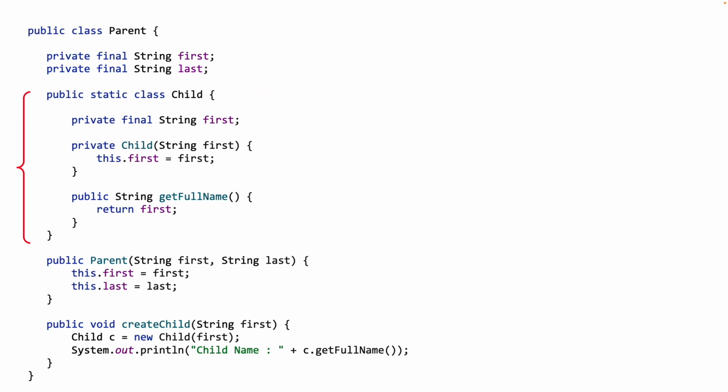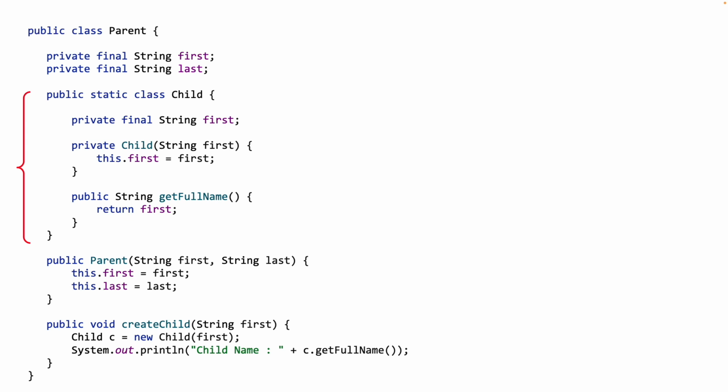Now, this child class has only one member variable called first. Note here that even though the method name is called getFullName, it is only printing the first name, and we are going to fix that later. The only reason that this child class is within this parent class is that they are related in some way. This child could well have been defined as a top level class and defined in a separate file. But because it's the same component as the parent, we decided to put it inside the parent class.